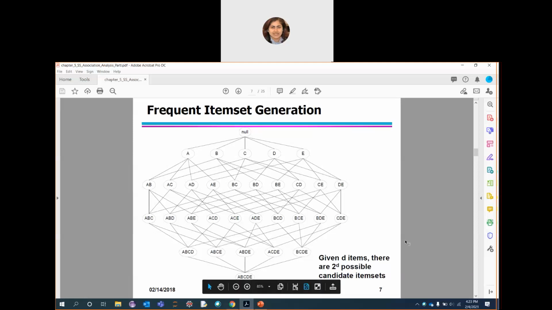Among those candidate item sets, you will determine which are frequent and which are not. In this data set, A, B, C, D, E, the 5 items can generate up to 2 to the power 5, which gives you 32 including the null. You have to also consider the null, and in some criteria, you can also discard the null.